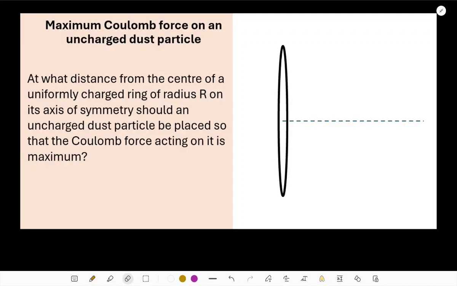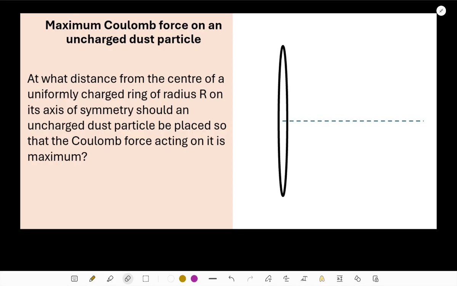Well, we have a new problem, and it seems a bit interesting. The problem is about maximum Coulomb force on an uncharged dust particle. Uncharged dust particle. That means some kind of polarization is involved. In fact, let me read you the problem.